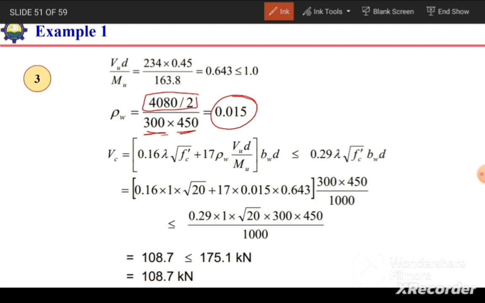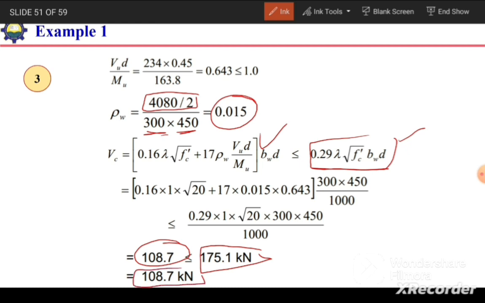The longitudinal reinforcement ratio is 0.015. By substituting the values in this expression, we get the value 108.7, and it should be less than 0.29 lambda square root fc prime bw d. We can also substitute the values in this expression, and it comes out to be 175.1 kilonewton, and 108.7 is less than 175, so it's okay. So we can consider this value of 108.7 kilonewton as the shear resistance of the concrete.